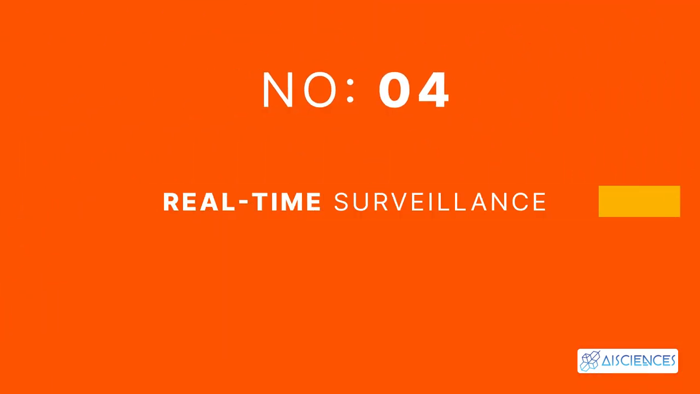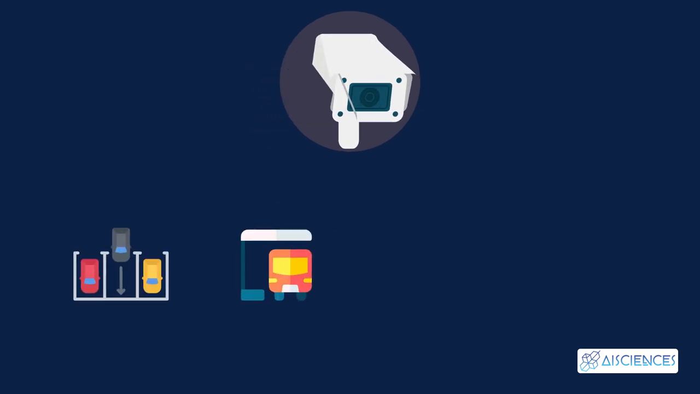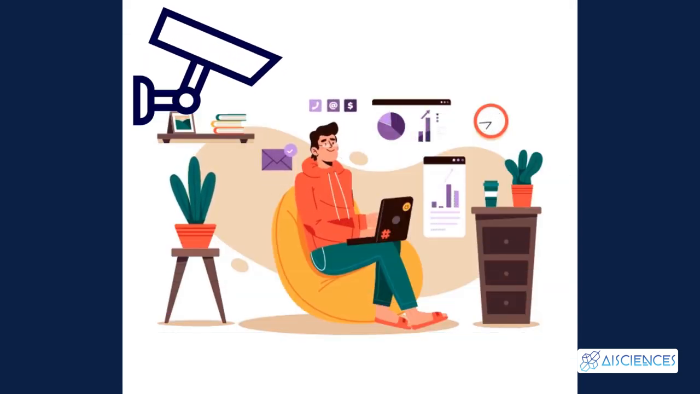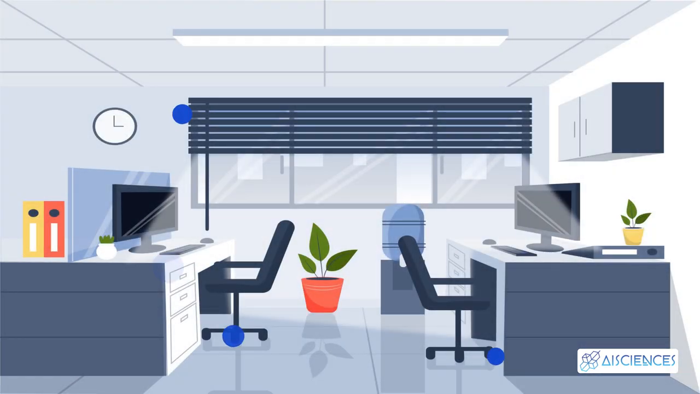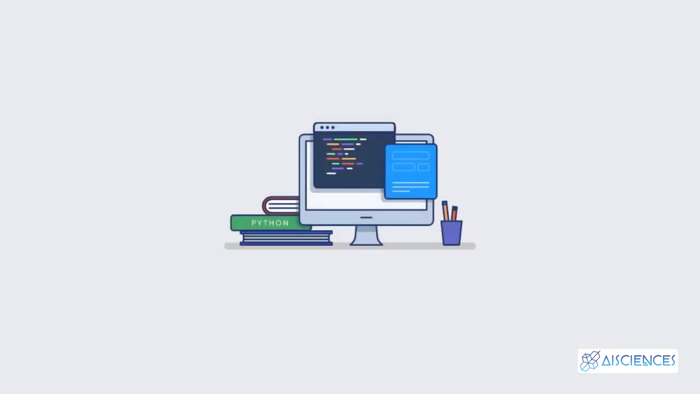Number 4. Real-time surveillance. Constant surveillance of public places such as parking lots, bus stations, airports, roads, etc. has become mandatory nowadays. Many private organizations also have 24-hour surveillance cameras to safeguard their employees and assets. For instance, a single location may have several hundreds of sensors and cameras placed strategically throughout the premises. The data from all these devices would be too complex for humans to monitor. But sophisticated computer vision systems can analyze this data in real time and send out an alert to the security team as soon as they detect something's amiss.